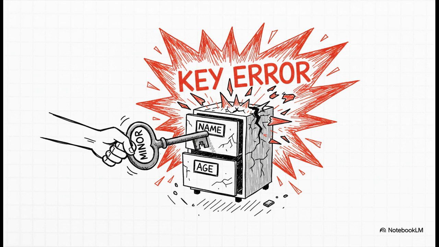This is super powerful, but there is one little trap you can fall into. If you try to look up a key that doesn't exist, say minor for a student who doesn't have one, your whole program can come crashing down with something called a key error. Yikes. But thankfully, there's a much safer way to do it.